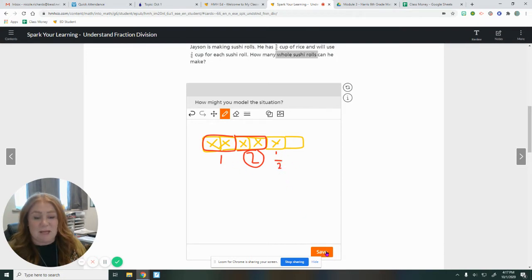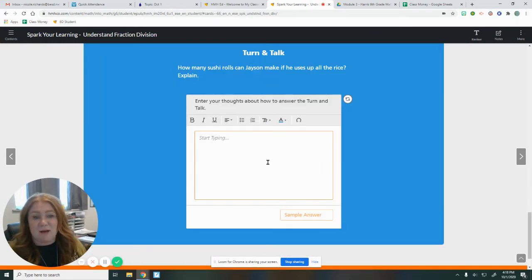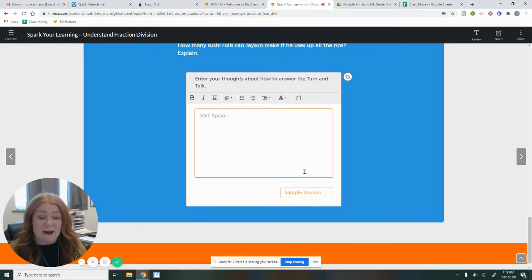sushi rolls. Okay, make sure on these models that when you see these save buttons that you're pressing save for me so I can see your work, okay? So 2 1/2 is what I think he could make if he used all of the rice.